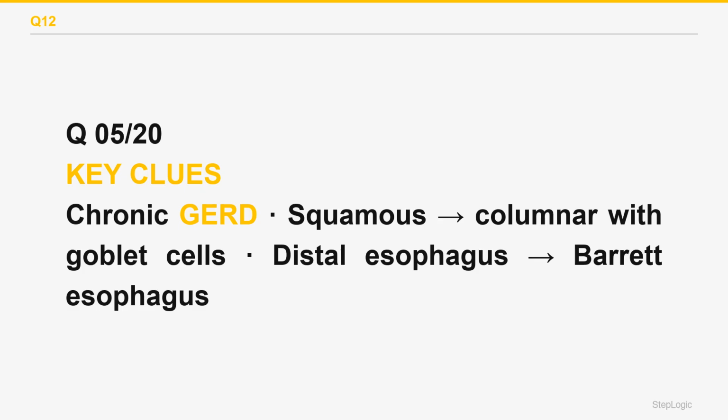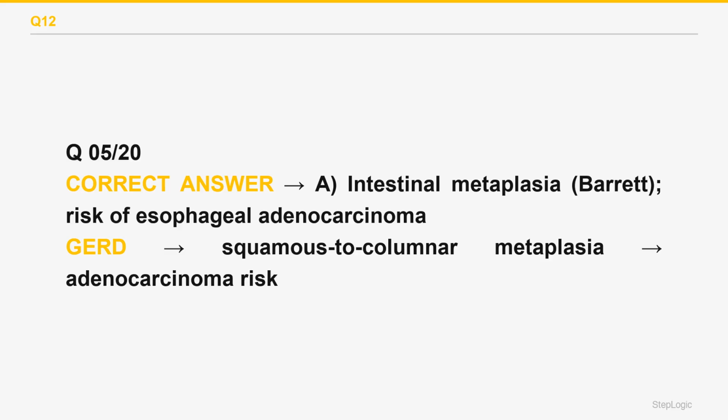Its clinical significance is that Barrett esophagus is a pre-malignant condition. It predisposes to esophageal adenocarcinoma, so patients need endoscopic surveillance for dysplasia. The correct answer is A.